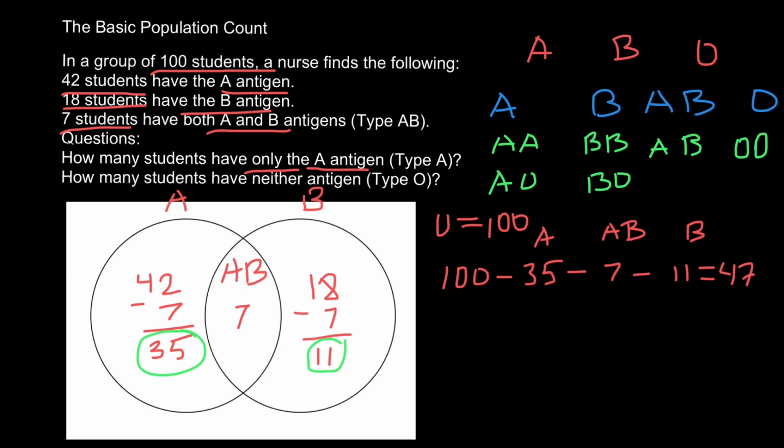And this is going to be 47. So what does this number 47 stand for? This number represents this field here: those students that don't have antigen A, which this sector represents, nor both antigens, nor antigen B. And we have found that there are 47 such students. So they belong here, and this is going to be blood group O. And the genotype is going to be OO, according to our table here.